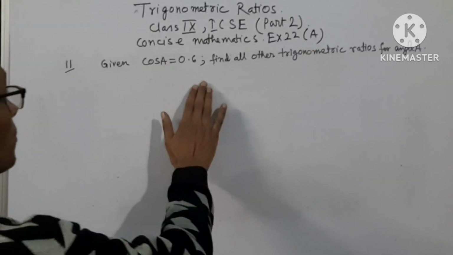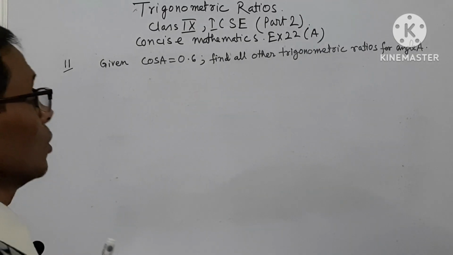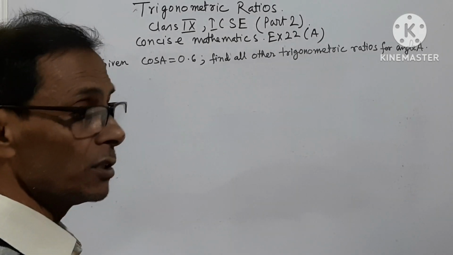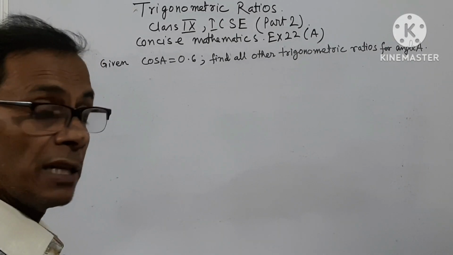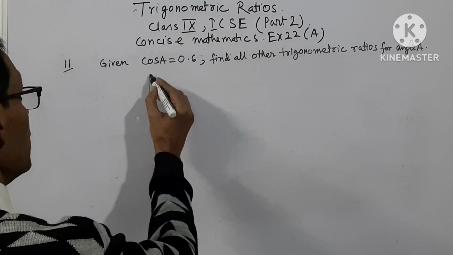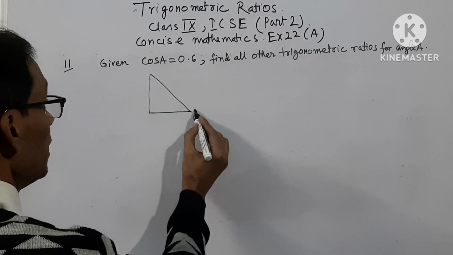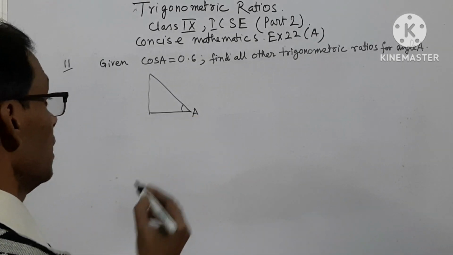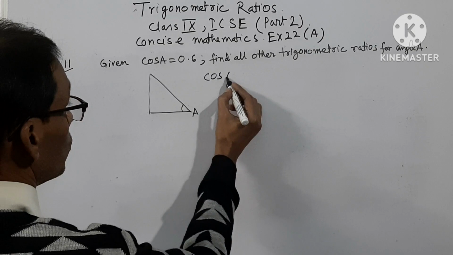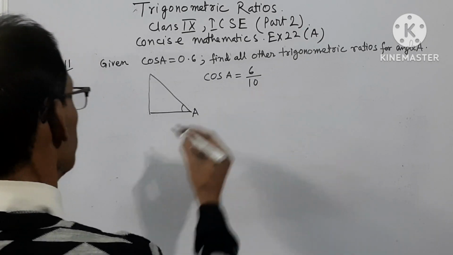So in this sum I should show you, because cos A equal to 0.6 is given, and you have to find all the other trigonometric ratios for the same angle A. So you have to draw a triangle, and A should be some acute angle, for which it is given cos A equal to 0.6. That means 6 by 10.